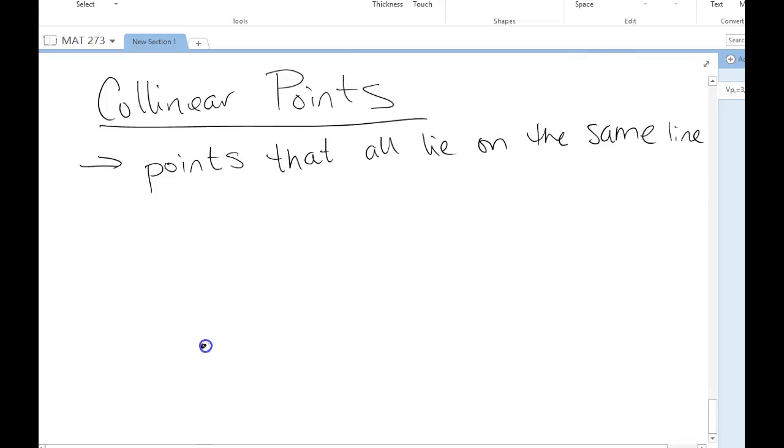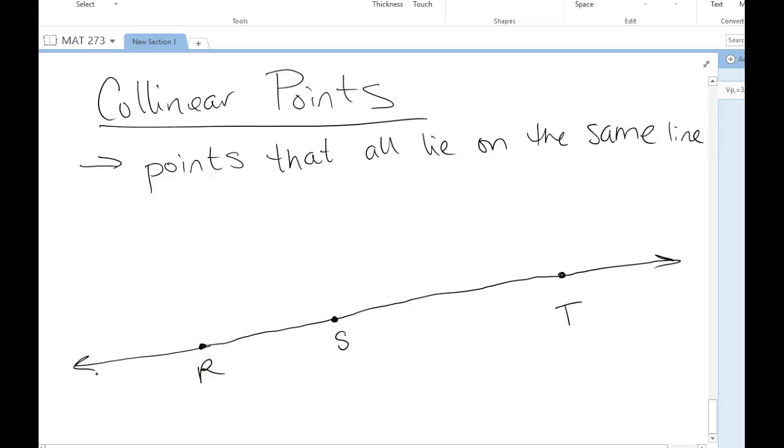So for example, if we had R, S, and T, and I wanted to prove that those 3 points were all along the same line, I'll do my best. There's probably a drawing tool on here where I could draw a perfectly straight line.